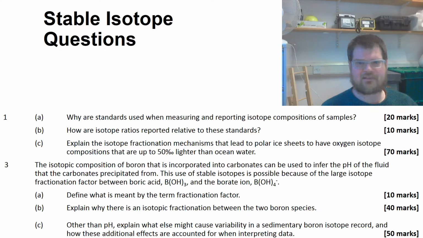Anyway, so that aside, the stable isotope questions for this exam. I'm just going to go through these in sequence. There was one question which was about how isotope ratios are measured, why we use standards, and how isotopes fractionate. And then the other question was about how boron isotopes are used as a proxy for pH. But actually, the question is a little bit more nuanced than that, and we'll come on to that in the second part of this video.